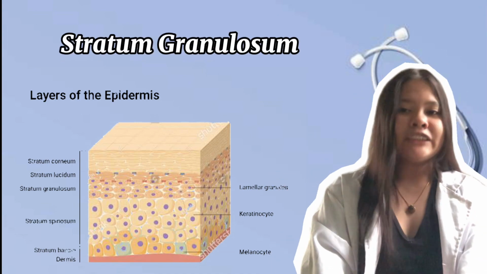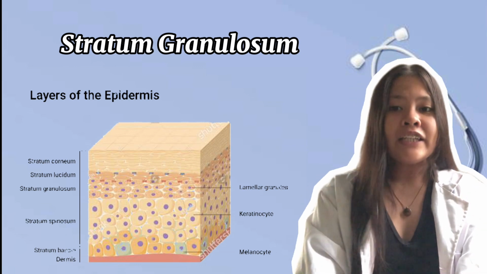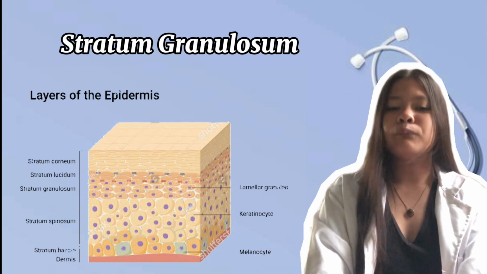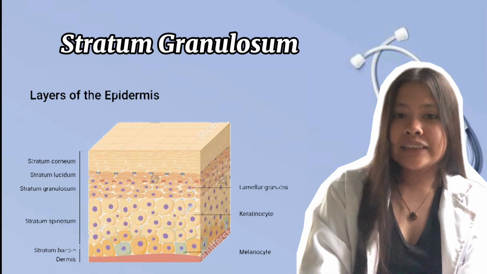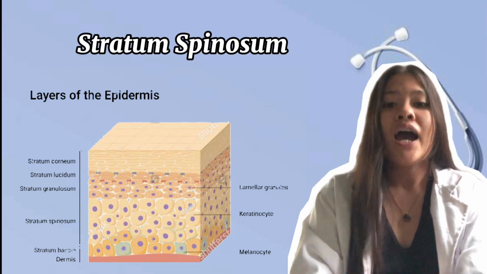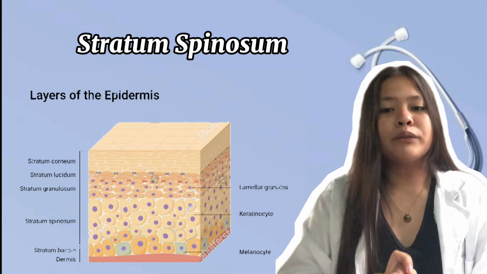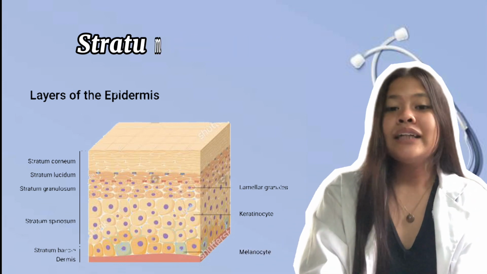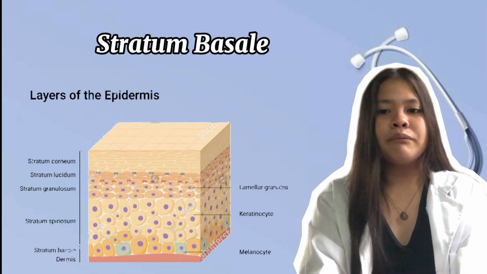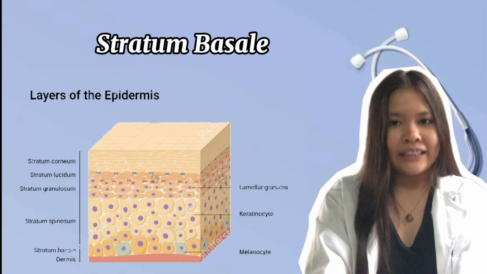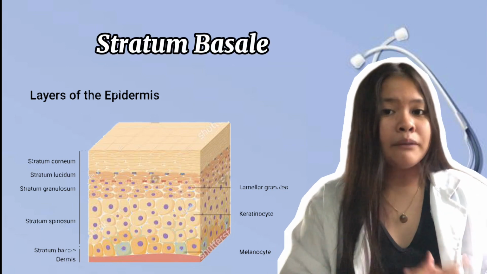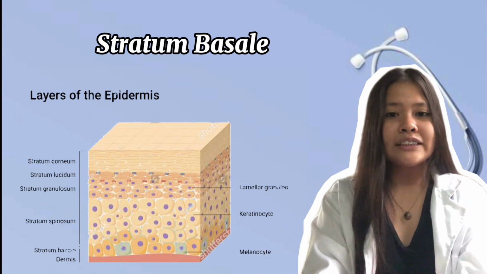Next layer is the stratum granulosum. The cells become flatter and increasingly full of keratin. The next stratum is the spinosum. There are many layers of keratinocytes here and it becomes part of the more superficial layer. Now, the deepest layer of the epidermis, the stratum basale. It lies closest to the dermis and gives rise to the keratinocytes in the layers above.